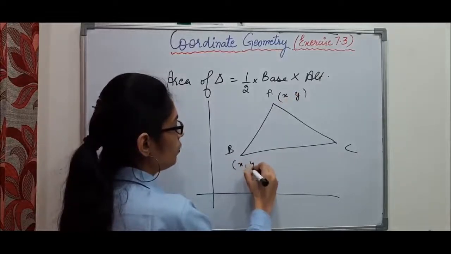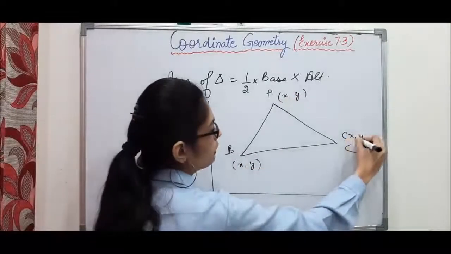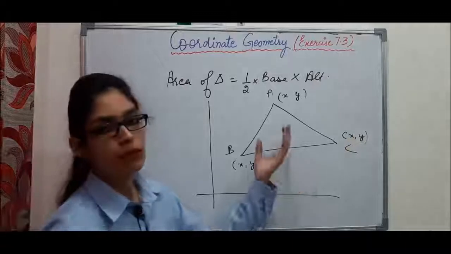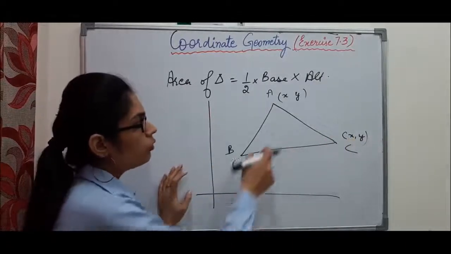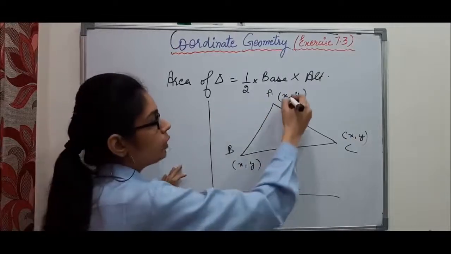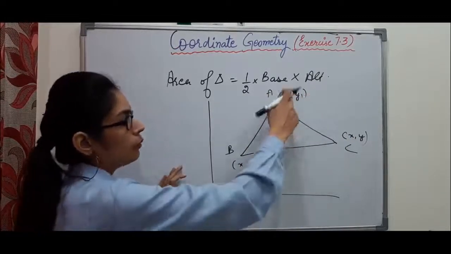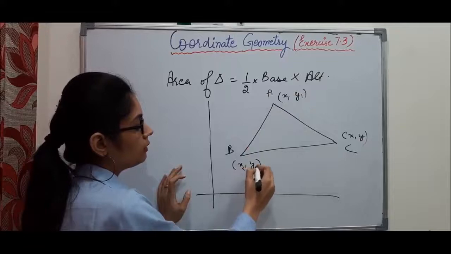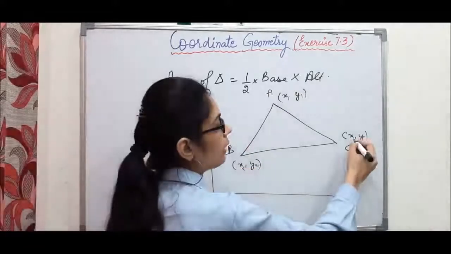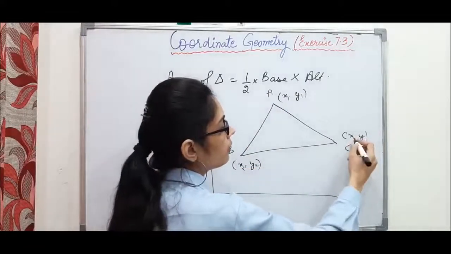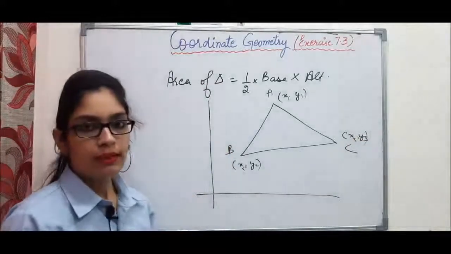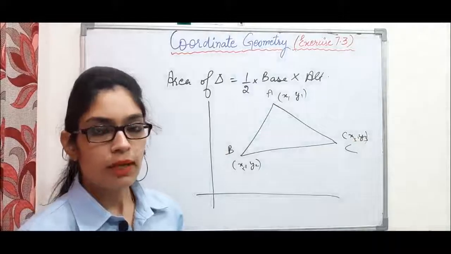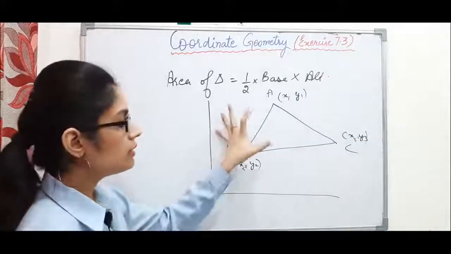Each of these points will have different values of x and y, and this triangle is formed in this plane. For point A, I will mark the coordinates as x1, y1, at B as x2, y2, and at C as x3, y3. Now one formula is given to us, and we will use that formula in order to find the area of this triangle.